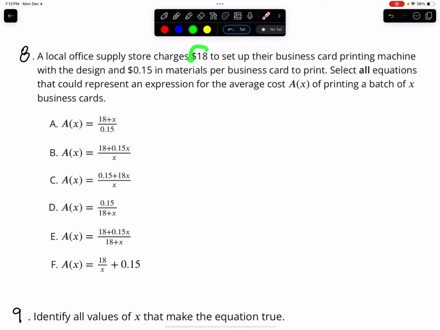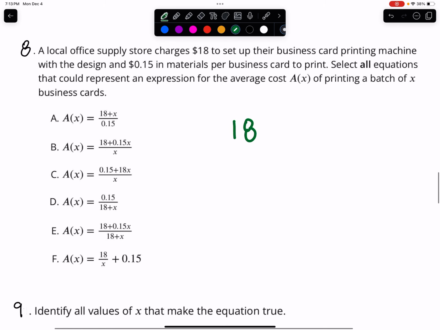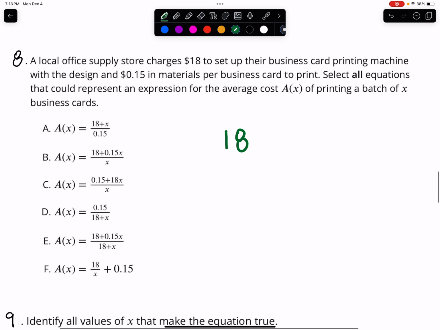Okay, let's talk about this 18 bucks right here. We're gonna pay this $18 no matter what. That's just for the setup. If you buy one business card or 100 business cards, you still gotta pay that 18 bucks for the setup, all right? So that's not gonna need any variables with it. It's just 18 bucks, this flat rate, to set up the machine.